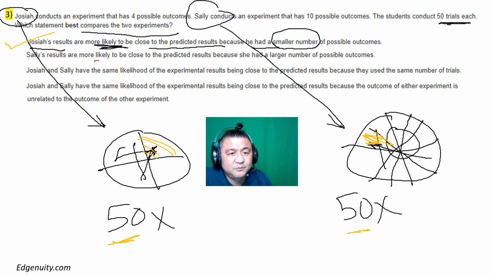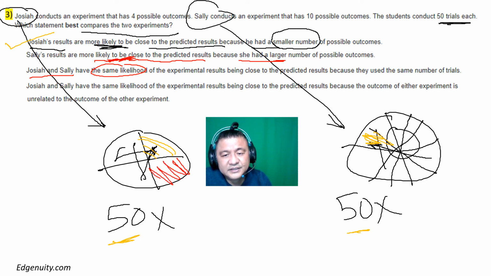Sally's results, let's see the second one. Sally's results are more likely to be close to the predicted because she had a larger. No, Sally's not larger. It is smaller. Next, Josiah and Sally have the same. No, they're not the same. This is bigger than the area over here.